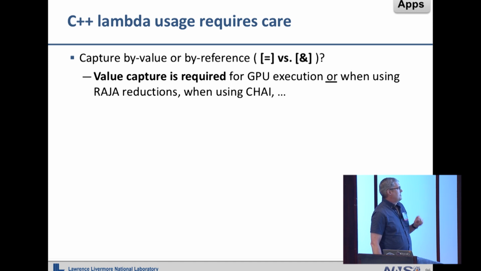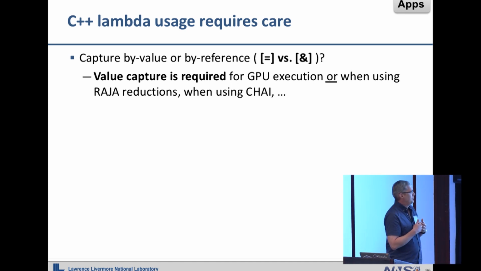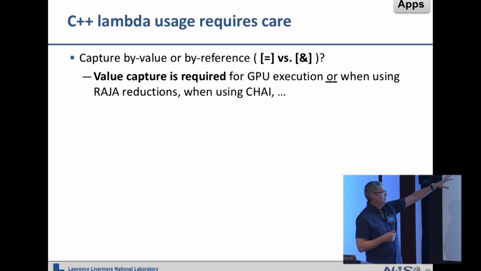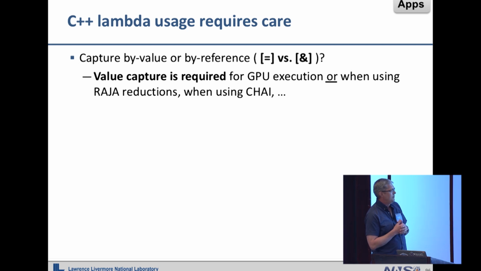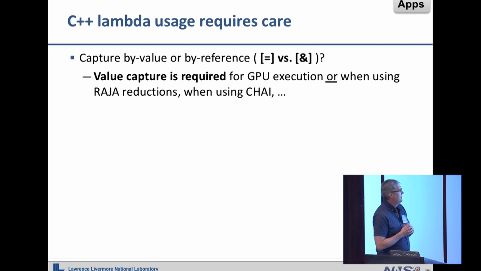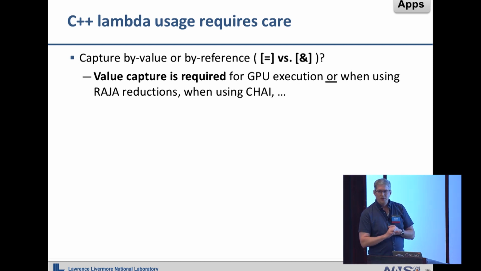But the one question is, you have this different way of capturing variables when you enter a lambda. Do I capture them by value or reference? And you have an equal sign or an ampersand, depending on how you want to do that. That's how it's expressed. But value capture is required for GPU execution.